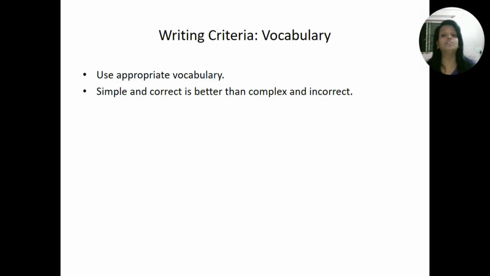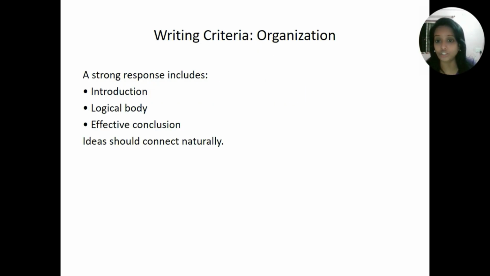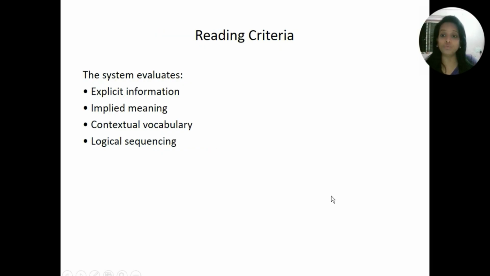Got it? And the next one is organization. So your response should have a clear introduction, logical body, effective conclusion. Ideas should connect in a very natural way. Randomly jumping between ideas will reduce your scores. Got it? And the next one is for reading marking criteria.